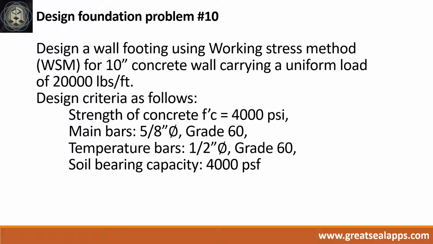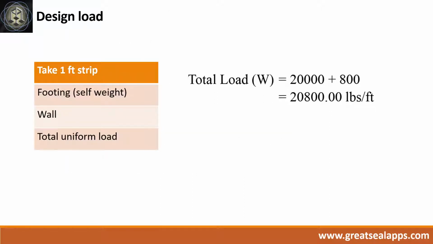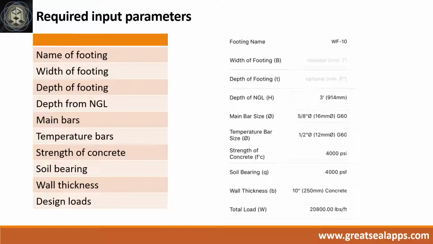per foot. Design criteria as follows. Strength of concrete 4,000 psi. Main bars 5/8-inch diameter bar grade 60. Temperature bars half-inch diameter bars grade 60. Soil bearing capacity 4,000 psf. The wall footing carries a uniform load of 20,000 pounds per foot. Assume a self-weight of 800 pounds per foot for a total load of 20,800 pounds per foot.